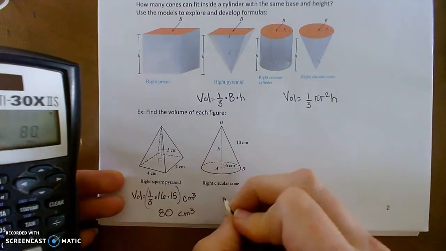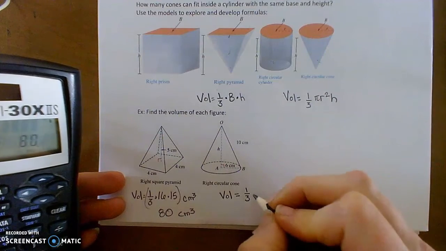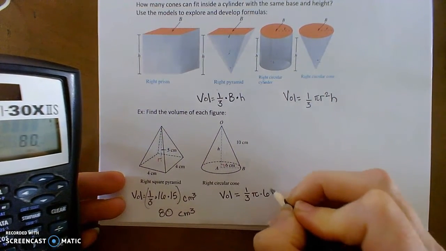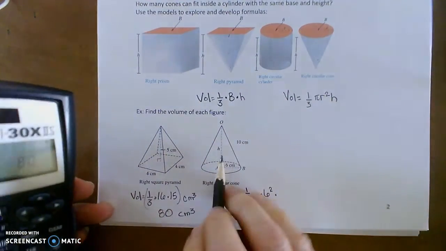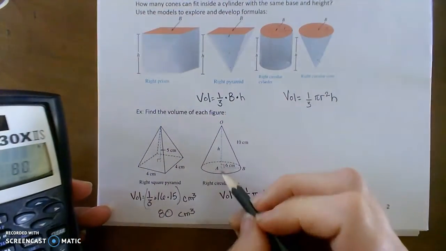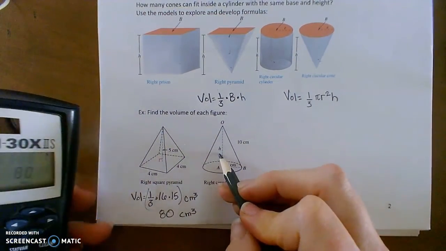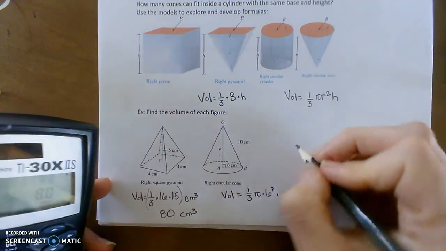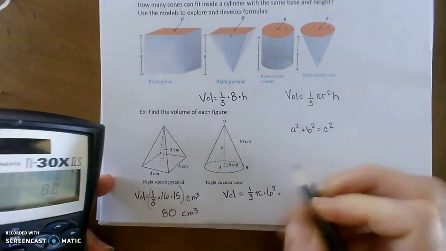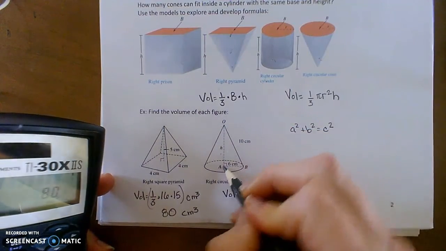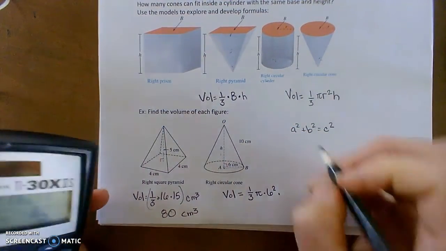Let's do the same thing for this cone. The volume of this cone would be 1/3 pi r squared, so r is 6, times h. Now here, I actually don't know what h is, but I do know the slant height is 10 centimeters. So in order to find the height of the cone, I'll use the Pythagorean theorem. A squared plus b squared equals c squared, where I'm thinking of the height of the cone, the radius of the cone, and the slant height as being the lengths of the sides there.